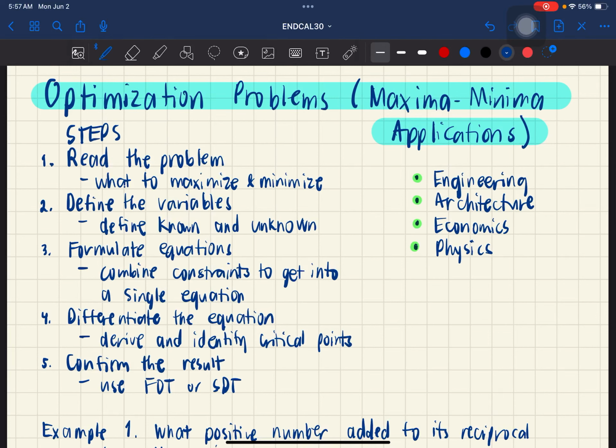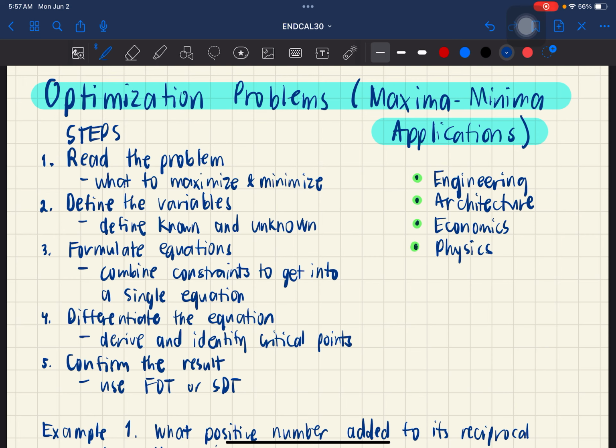Start with optimization. This is applications of the previous concepts on maximum and minimum values, or maxima minima. And usually optimization can be found in different subjects of applications.